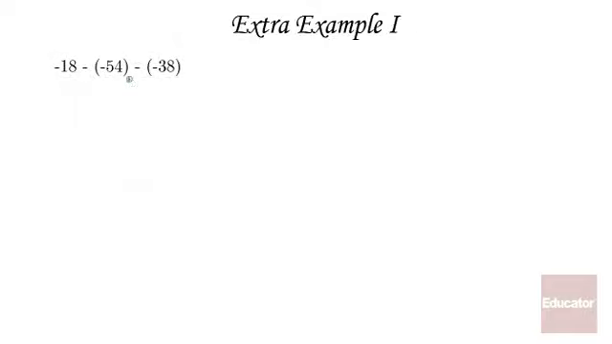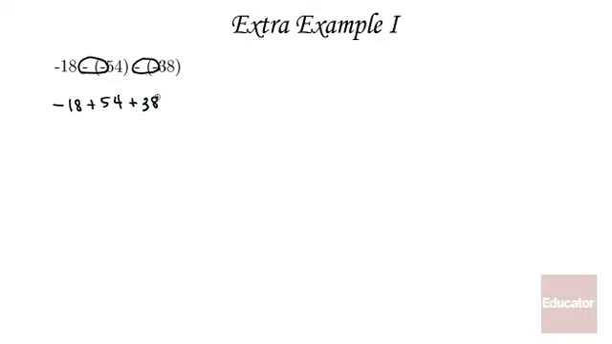Here's another example with a lot more signs. Let's start off by simplifying all the double signs, making the expression easier to look at. Negative 18, negative times negative is a positive 54, and then negative times negative is a positive 38.